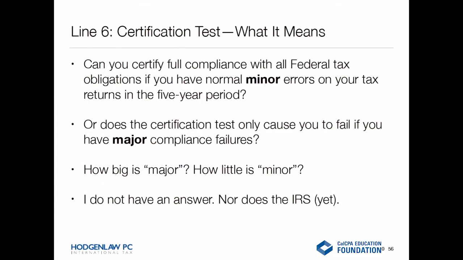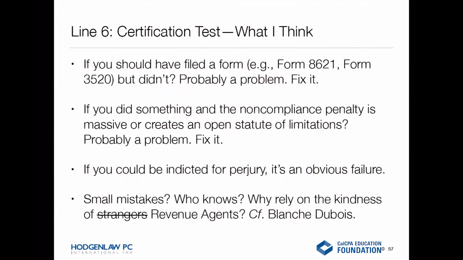Unfortunately, there is not from the IRS, and we don't have the answers either. But we have some guidelines that we follow just to ensure that we're on the right side of the line. If you should have filed a form but didn't, especially information returns like an 8621, a 3520, a 5471, that's probably going to be a problem. You should fix that. If the non-compliance penalty is massive or creates an open statute of limitations, that's probably going to be a problem. Fix it.